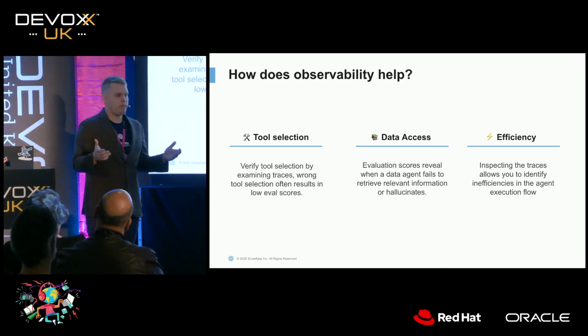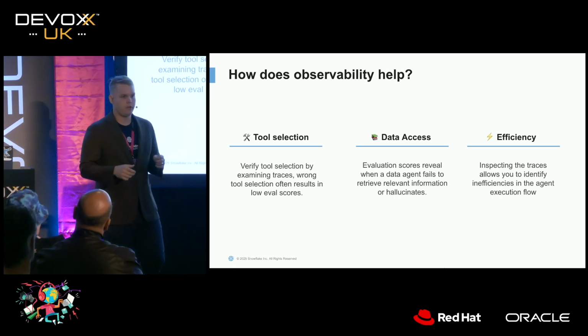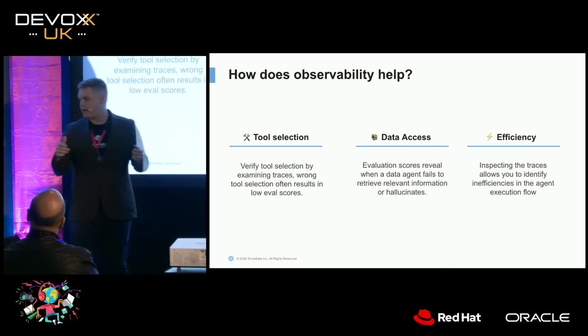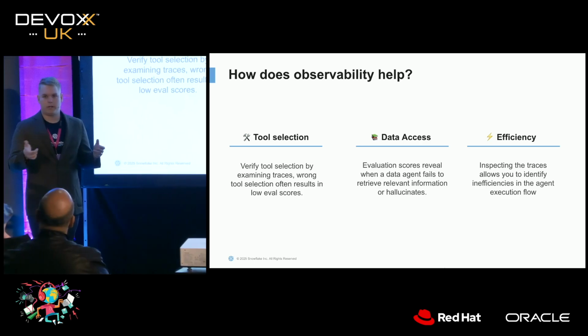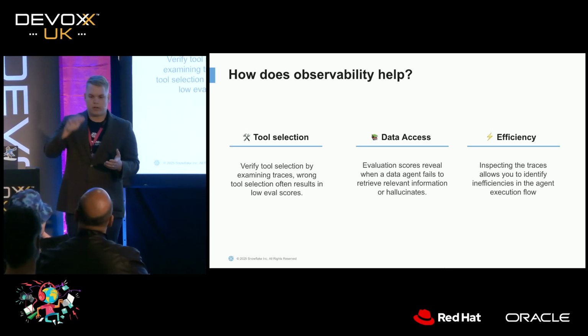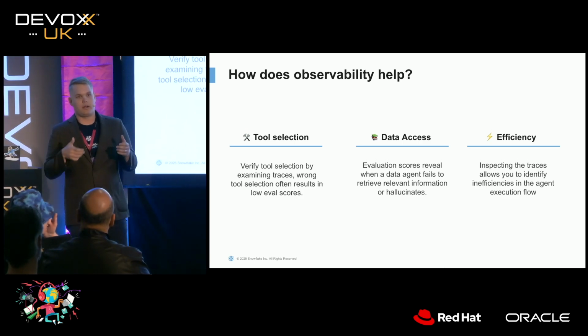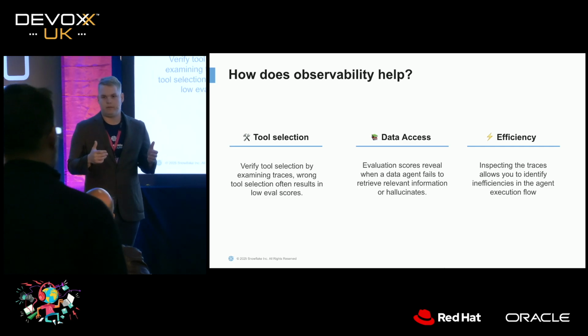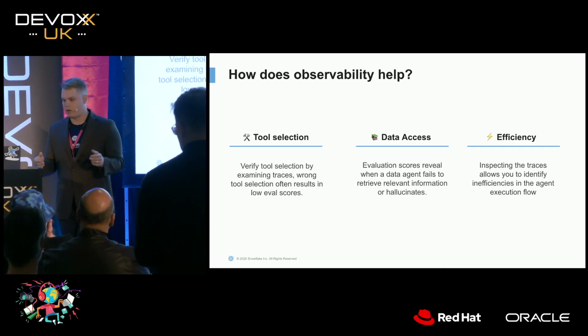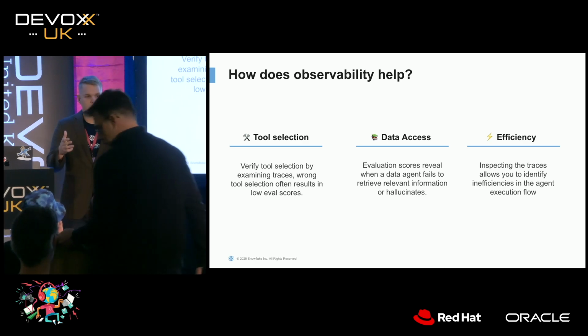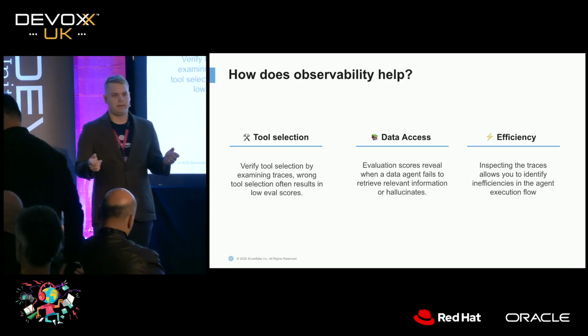And observability can be pretty helpful with these things. So the first way is that for tool selection, we can verify it by looking at the trace, and then also our evals can give us pretty good hints on when the tool selection might have gone wrong. We can also see issues with the data access.